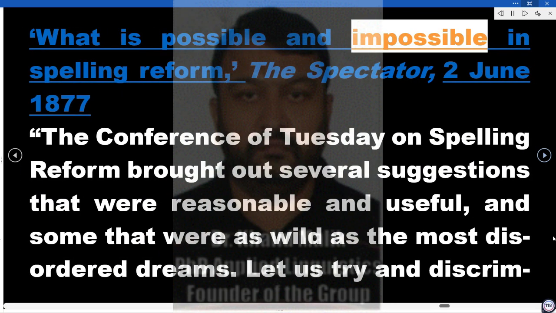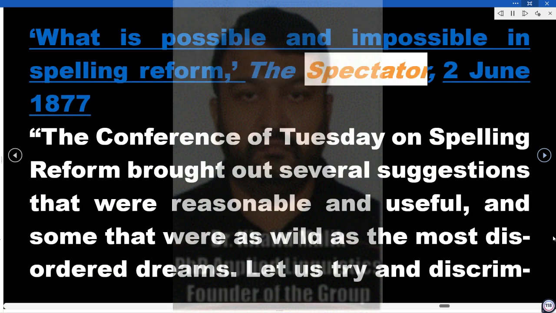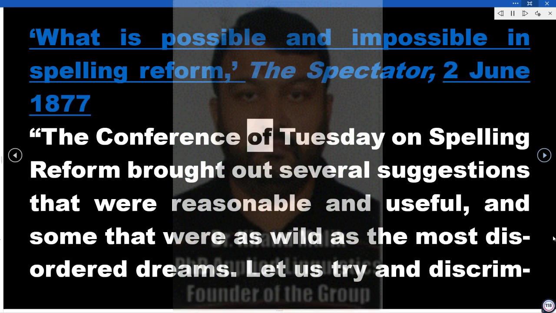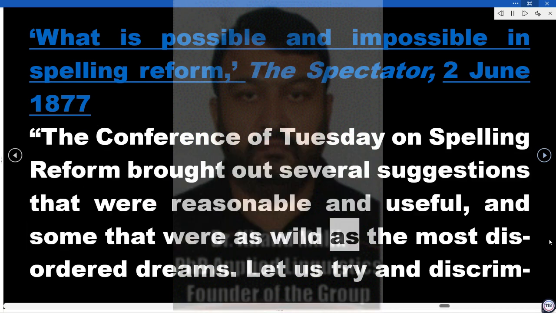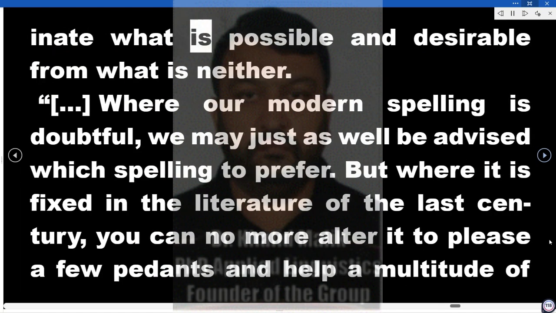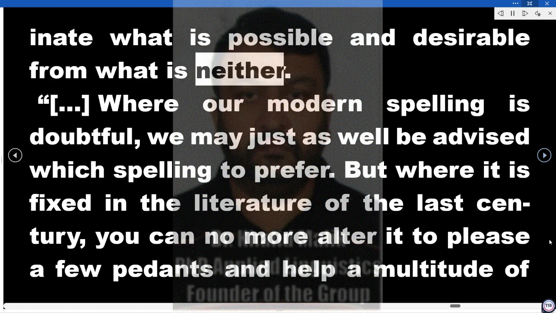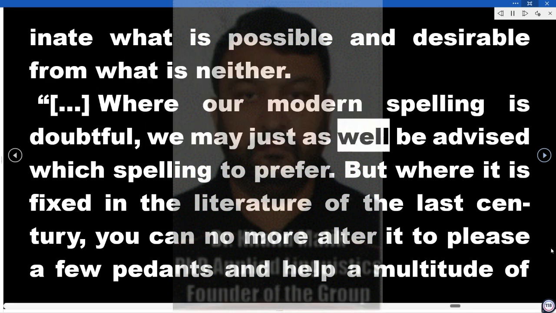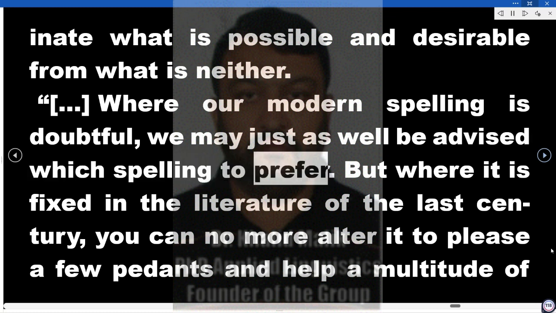What is possible and impossible in spelling reform, The Spectator, the 2nd of June 1877. The conference of Tuesday on spelling reform brought out several suggestions that were reasonable and useful, and some that were as wild as the most disordered dreams. Let us try and discriminate what is possible and desirable from what is neither. Where our modern spelling is doubtful, we may just as well be advised which spelling to prefer.